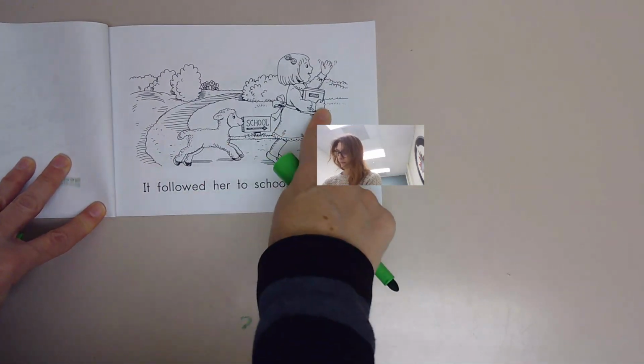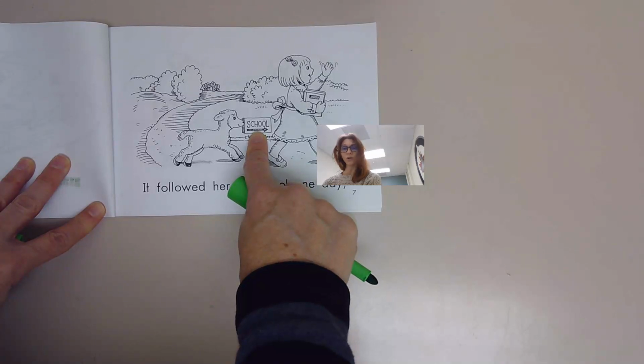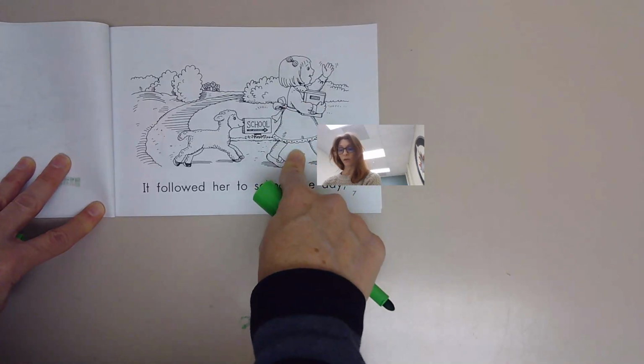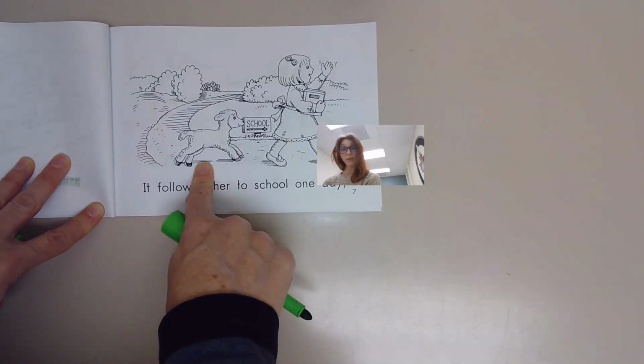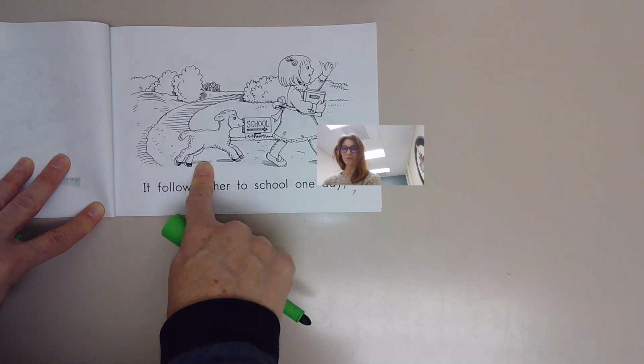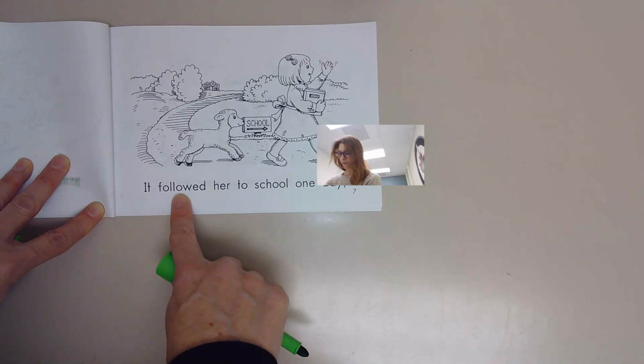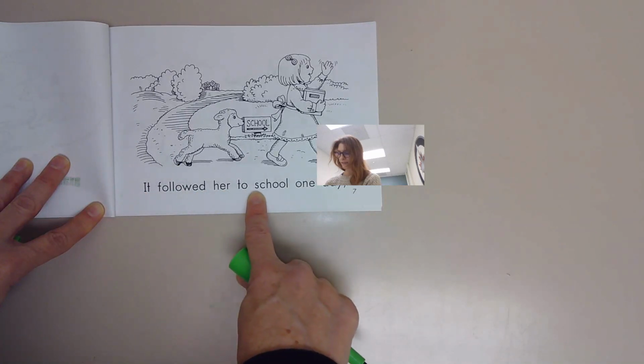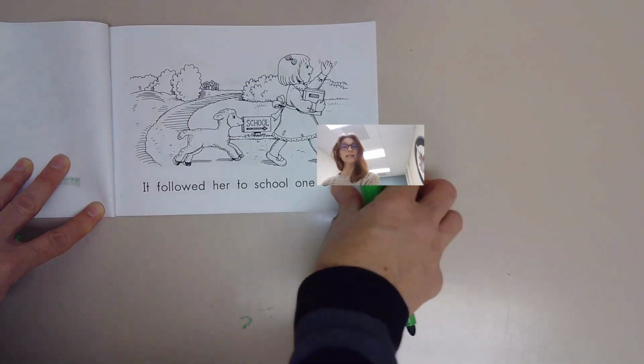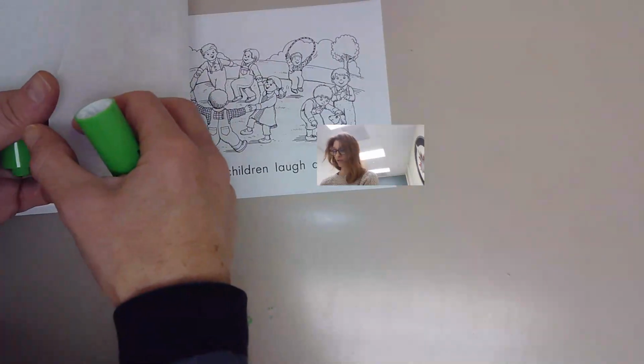Okay. Oh, look at that. This sign here says school. Looks like Mary's going to school. And who's following her? Oh, the lamb wants to go to school too. Okay, I'm looking for the or and. I do not see the or and on that page.